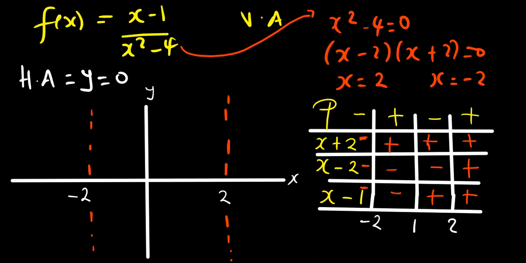Then the horizontal asymptote, we said it is y equals 0, which is just the x-axis. So this is y equals 0, the x-axis. We're going to show that as well. This is y equals 0, our horizontal asymptote. Now what other thing do we have? I think we have enough. So what are we going to do now?